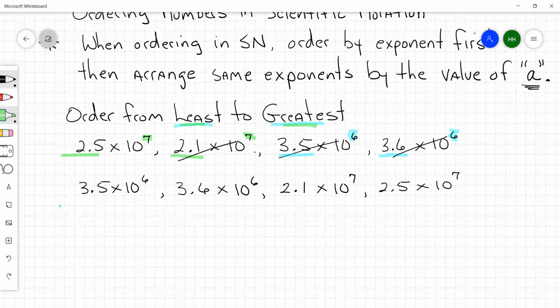All right, and on your study guide, in your assignment, especially on your quiz, please pay extra special attention to this. Because one question might be least to greatest, and the very next question might be greatest to least. Okay? If we're going least to greatest, our powers should be increasing. If our powers are the same, our A values should be increasing. If we were going greatest to least, our powers should be descending, and our A values should be descending as well with corresponding same powers.